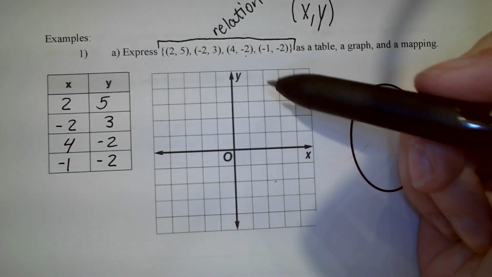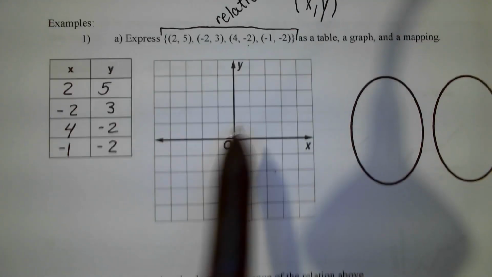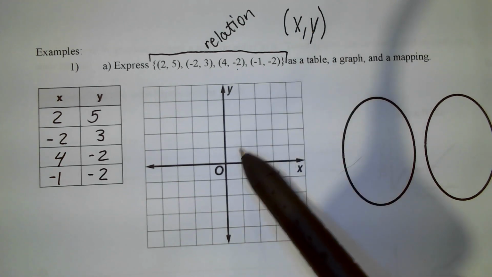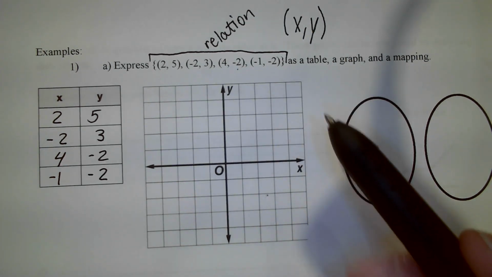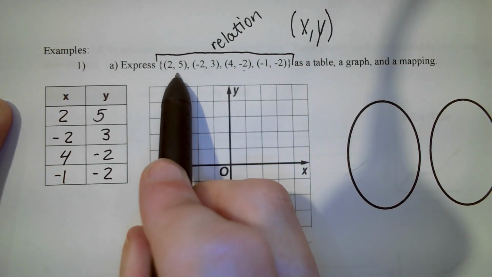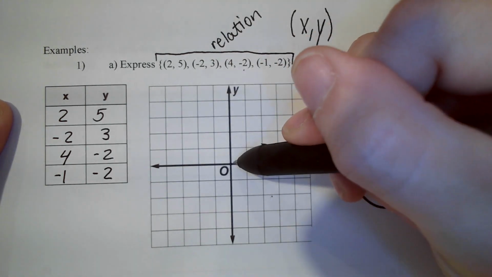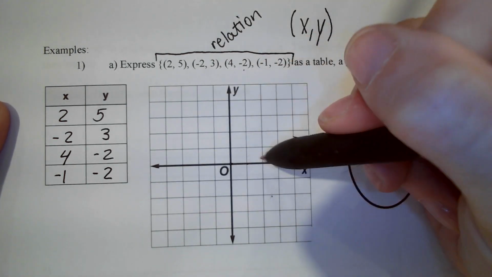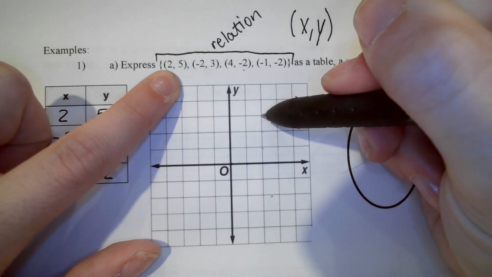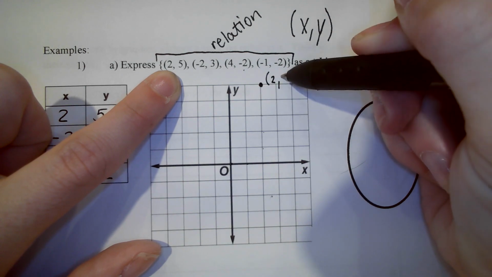Next is the graph. So remember, we always start with the x, and that's how far left or right we go, and then we count out the y. That's how far up or down, depending on if it's positive or negative. So if the first point is 2, 5, we always start at the origin. We go to the right because it's positive. To the right 2, and then up 5. 1, 2, 3, 4, 5. And then we label it 2, 5.